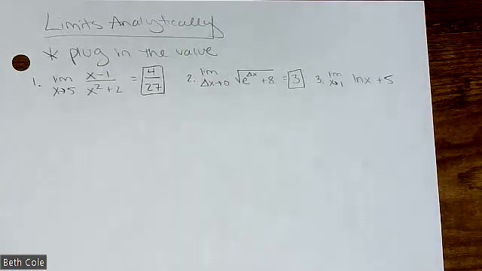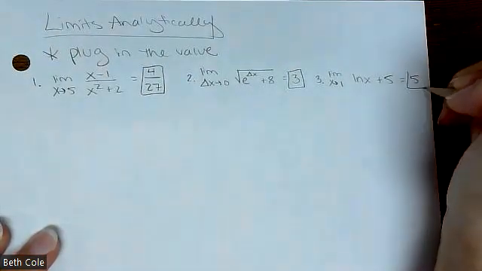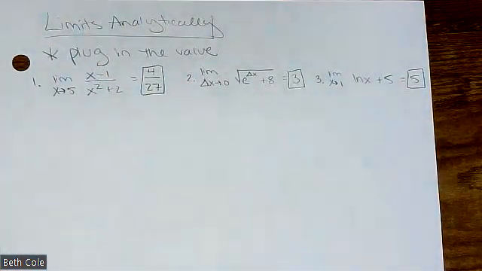ln of 1 gives you 0, and then 0 plus 5 is 5. So again, that was really just to review logarithms more than anything else. ln of 1, any log of 1 gives you 0.